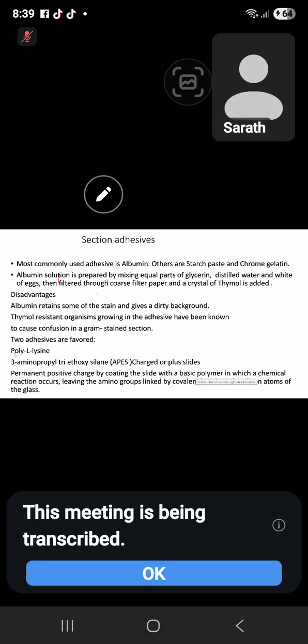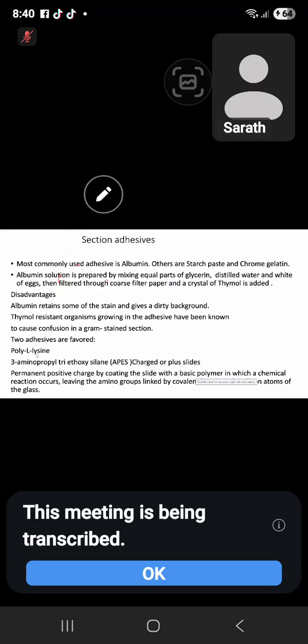So that's why I recommend applying poly-L-lysine on the slide. That is number one. Or use the APES or the charged or plus slide. In this slide, there is a permanently positive charge. The slides are coated, so the slide has a positive charge. Tissue sections are negative charge. So according to the positive negative interaction, the tissue is tightly attached to the charged or plus slide.